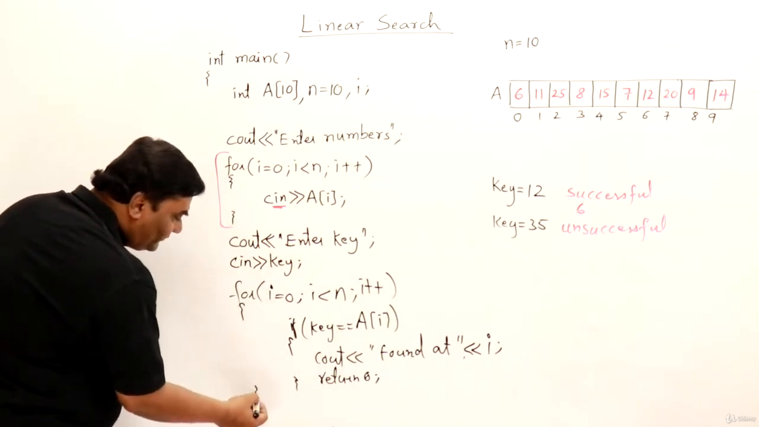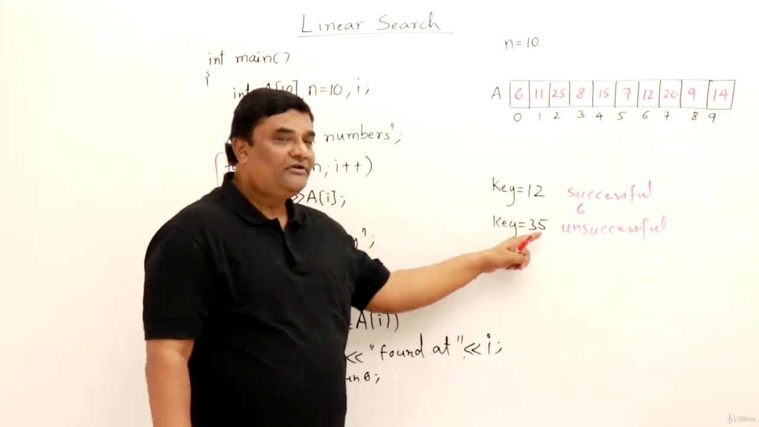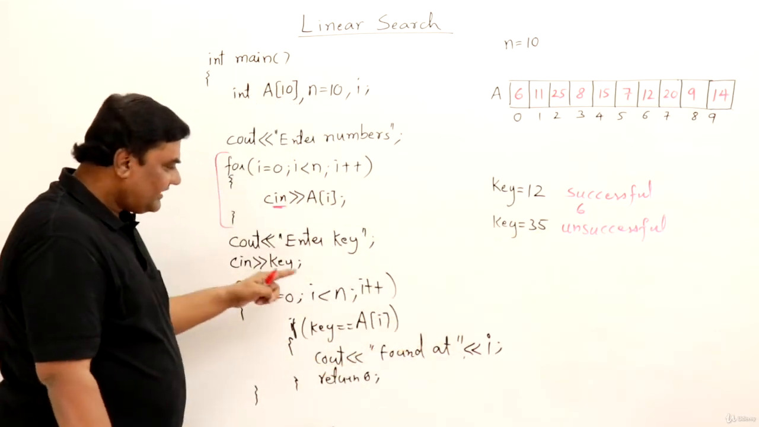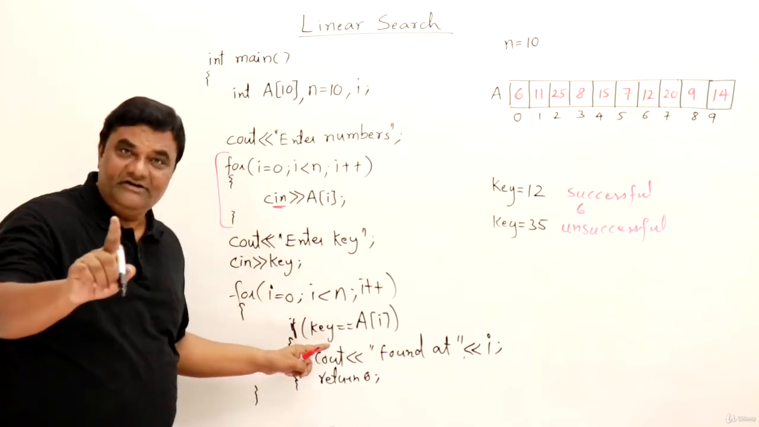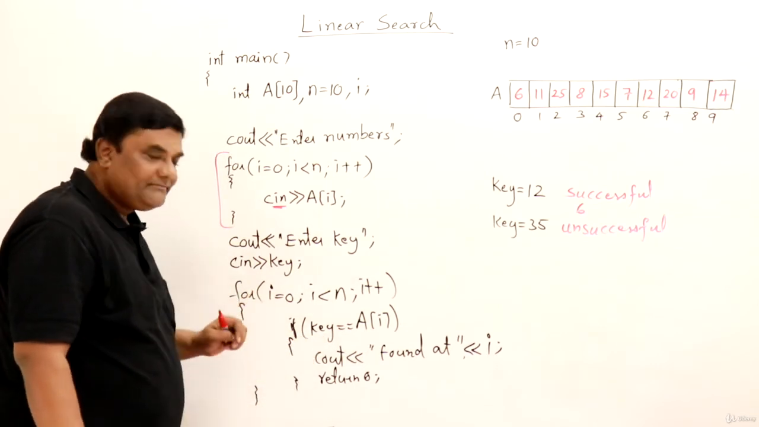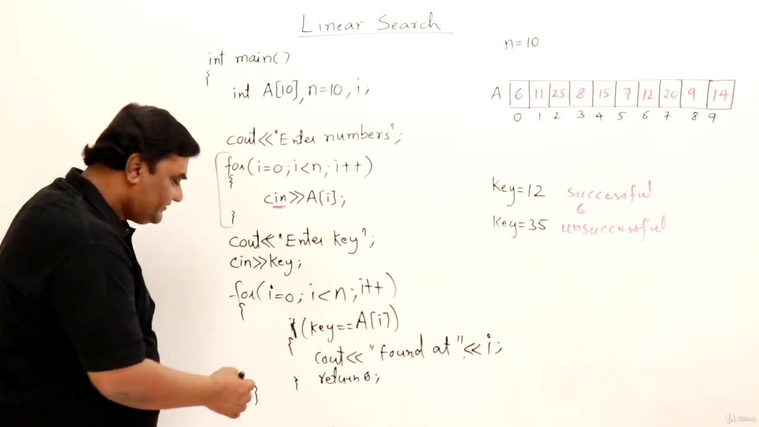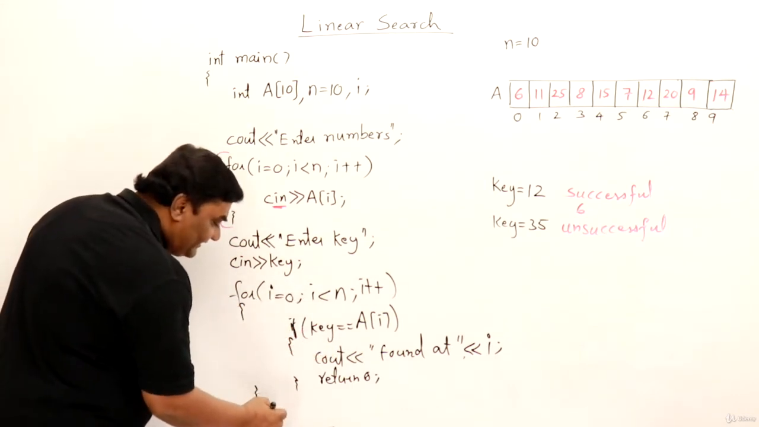Then outside this for loop, suppose the key is not found, say 35 is not there. Then this for loop will repeat n times and this condition is never true. It will come out of the for loop. Then outside we have to say the key is not found. So here there is no need of checking anything.